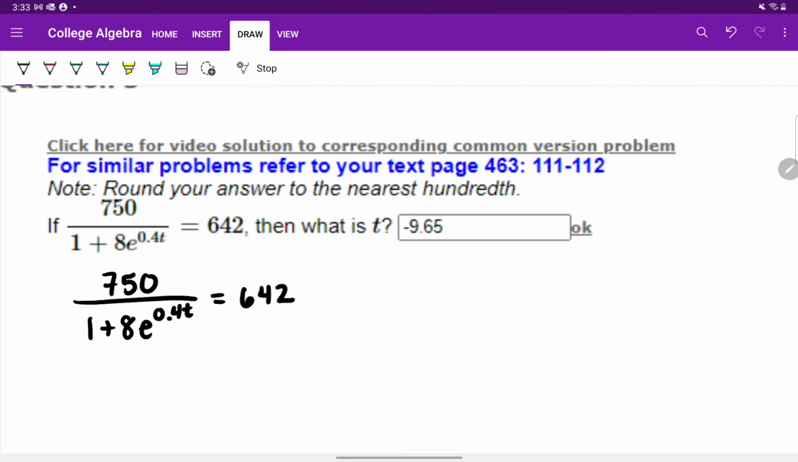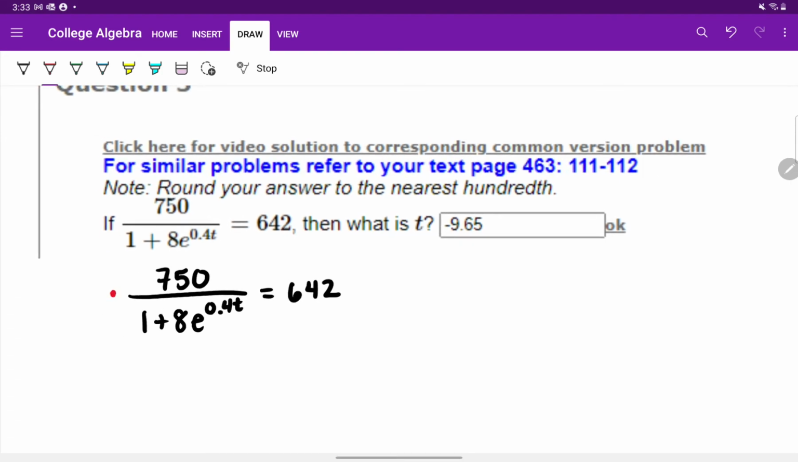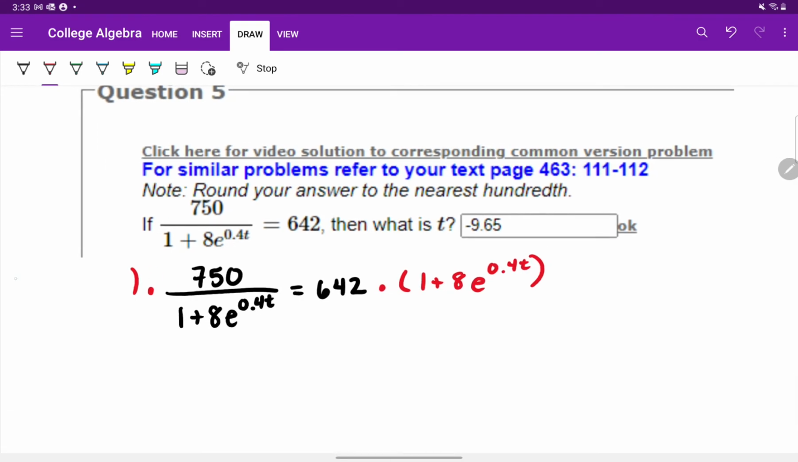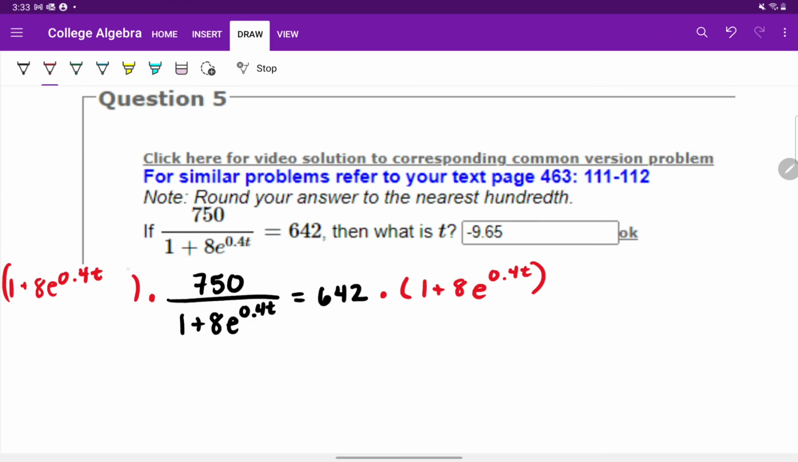Our first problem is that the t is in the denominator of a fraction. So what I want to do first is actually move it up into the numerator by multiplying both sides by 1 plus 8e to the 0.4t. Basically, I'm just multiplying both sides by the denominator. Okay, so on the left, these will cancel, and on the right, we'll have 642 times 1 plus 8e to the 0.4t.